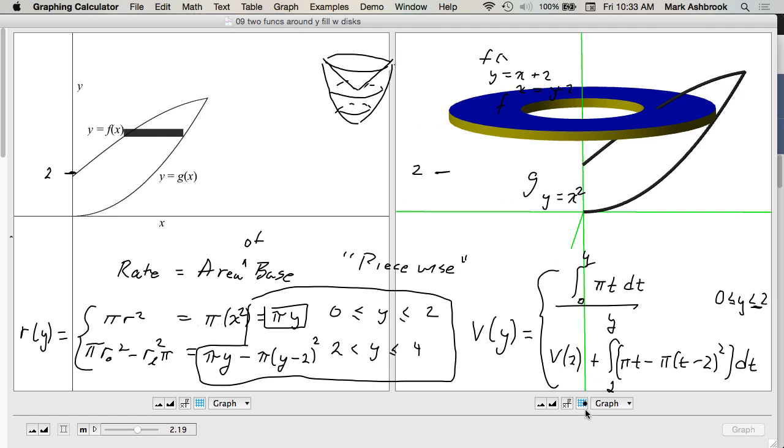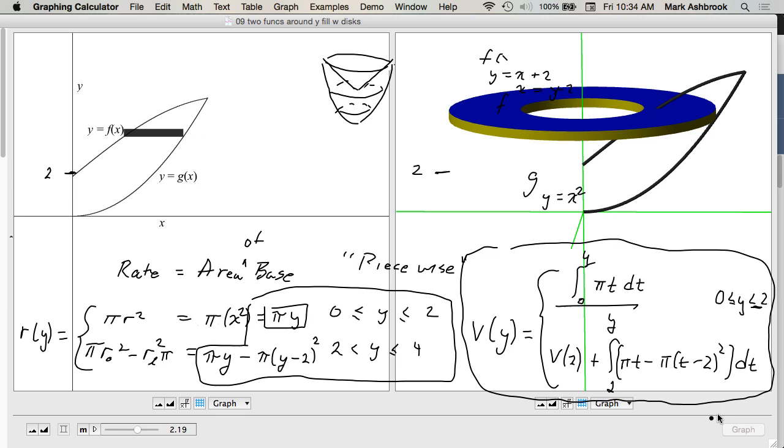And then, because we have this total accumulation function formula that we know, we're starting at 2. So we're going to take all the volume we got when y equals 2 from up here, and then start accumulating at the new rate. From 2 to y, where y could go up to 4 now. Yes, the second range is from 2 to 4.